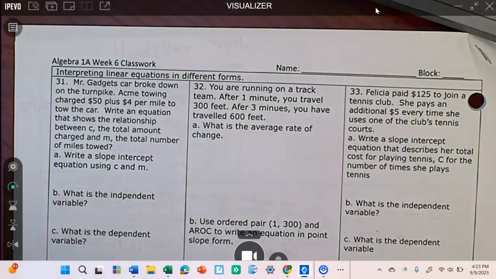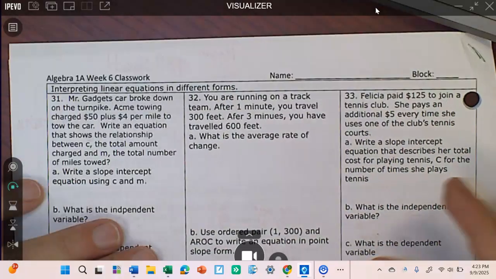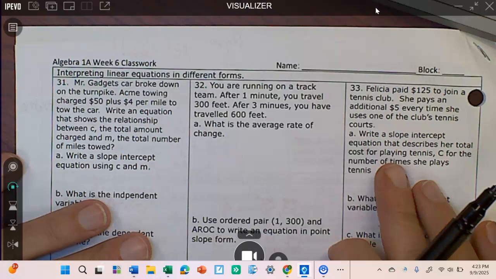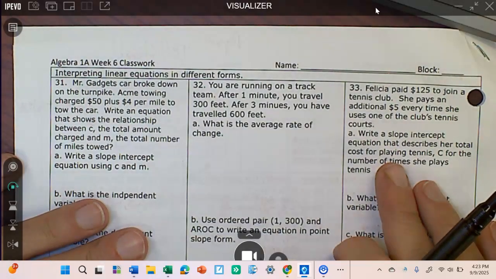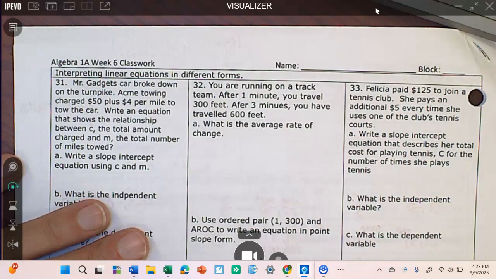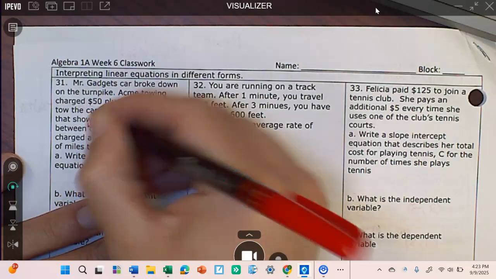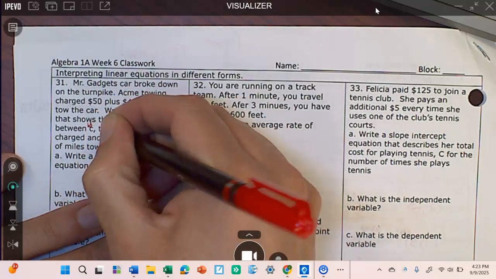Okay, Mr. Gadget's car broke down. I thought you guys would struggle on this part of the quiz because we've never directly practiced it, but you could probably do it. Mr. Gadget's car broke down on the turnpike. Acme Towing charged $50 plus $4 per mile to tow the car. Write an equation that shows the relationship between C, the total amount charged, and M, the total number of miles towed. So C is really Y as we know it, and M is really X.